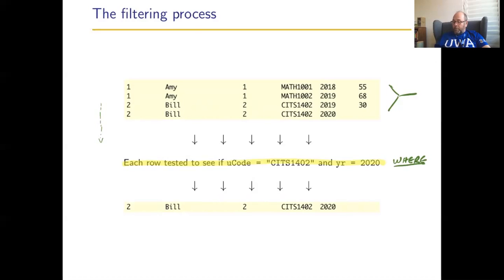Okay, well, there were 4 rows that went in. These 2 rows failed the condition because the unit was incorrect. This one failed the condition because the year was incorrect. And so it's only the final row that survives. So 2, Bill, null, 2, CITS1402, 2020, null.